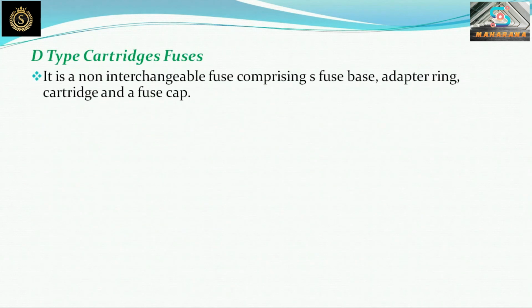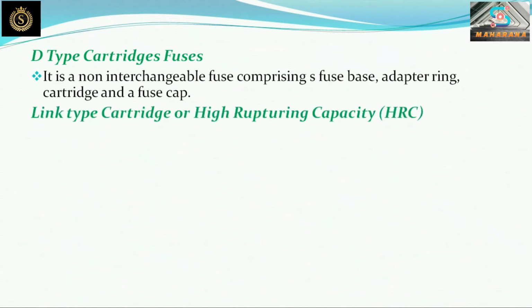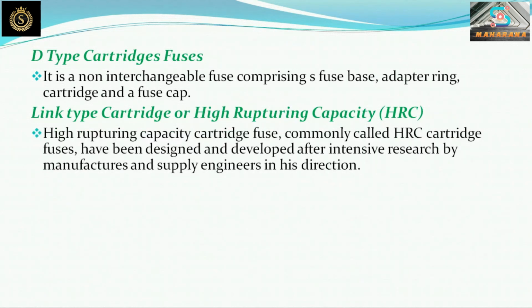D-type cartridge fuses. It is a non-interchangeable fuse comprising a fuse base, adapter ring, cartridge, and a fuse cap. Link-type cartridge or high rupturing capacity, HRC. High rupturing capacity cartridge fuses, commonly called HRC cartridge fuses, have been designed and developed after intensive research by manufacturers and supply engineers in this direction.